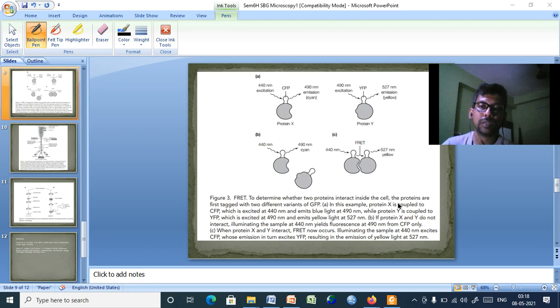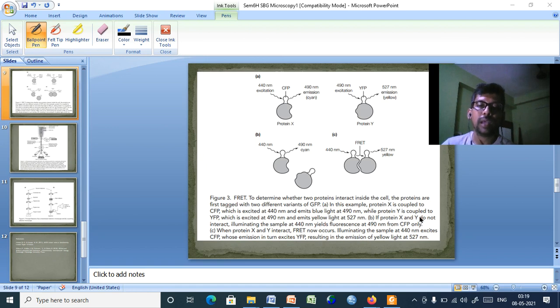In this example, protein X is coupled to CFP, or cyan fluorescent protein, which is excited at 440 nanometer and emits blue light at 490 nanometer. So, excitation wavelength 440, emission wavelength 490, first one. While protein Y is coupled to YFP, or yellow fluorescent protein, which is excited at 490 and emits yellow light at 527, much higher.